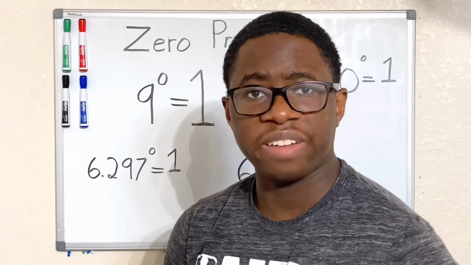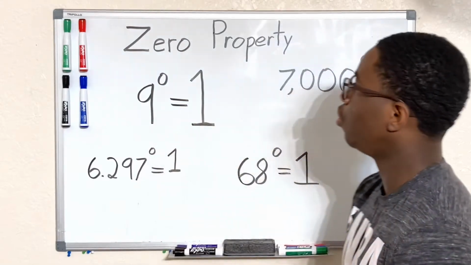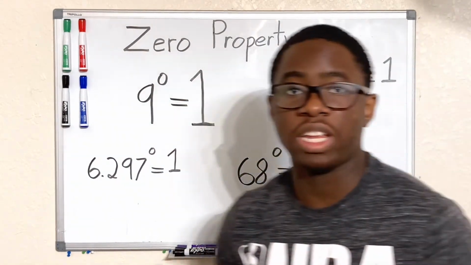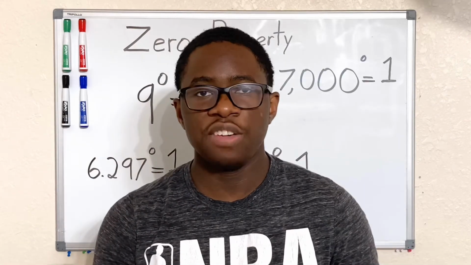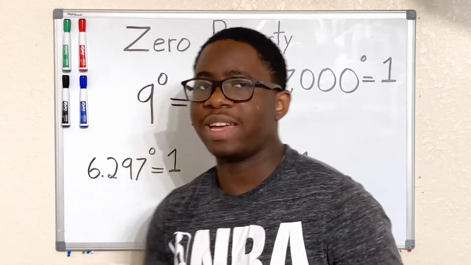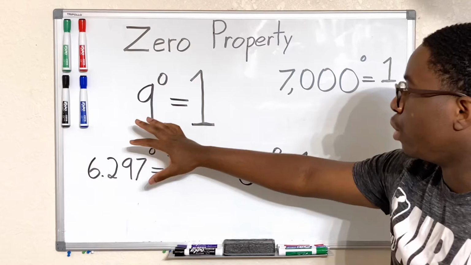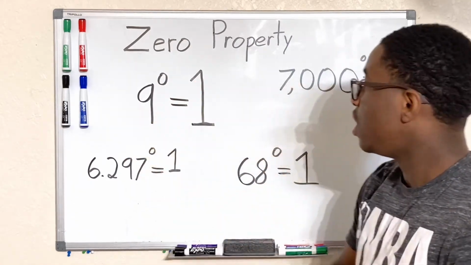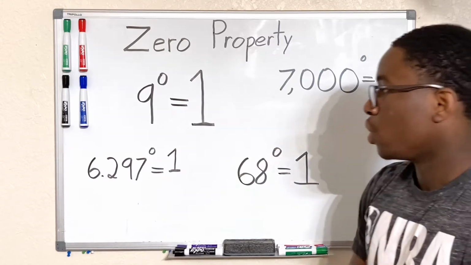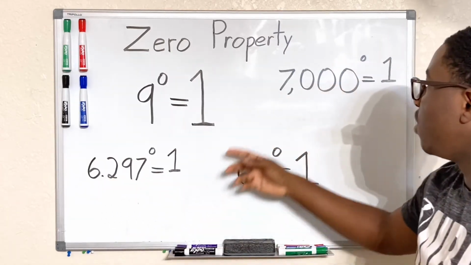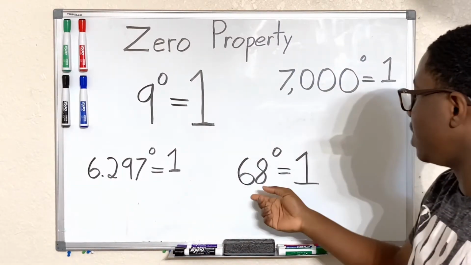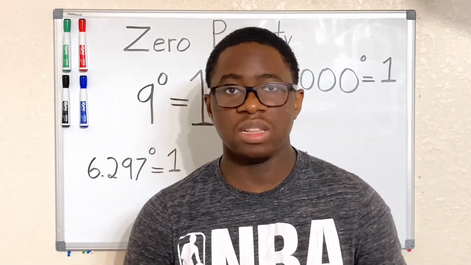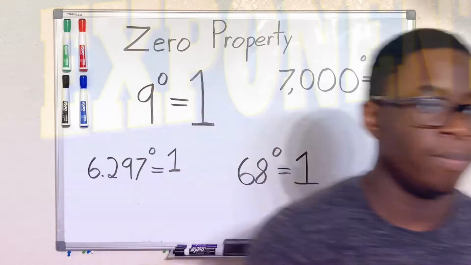Alright guys, so here we have our first exponent property. So here we have the zero property. Now guessing by the board, you might already have guessed what it means, but if you don't know, the zero property means that basically any number, any integer raised to the 0 power is gonna equal 1. So it doesn't matter if it's in decimal form, if it's 7,000, if it's 68, if it's 1,000,000, if it's raised to the 0 power, basically it equals 1.